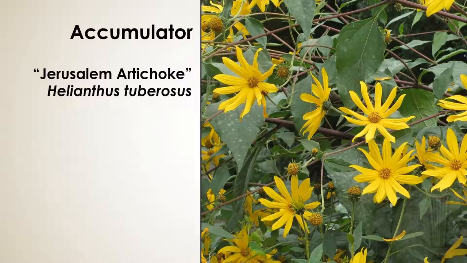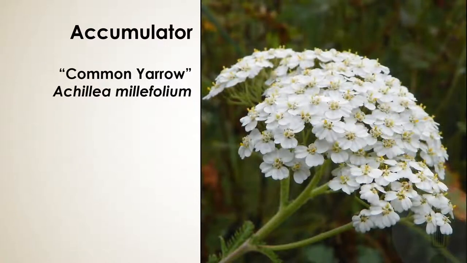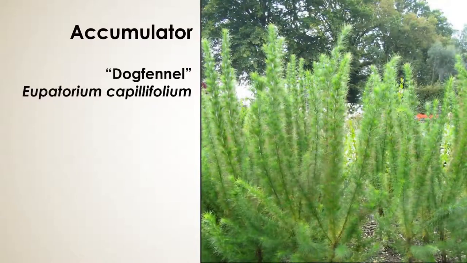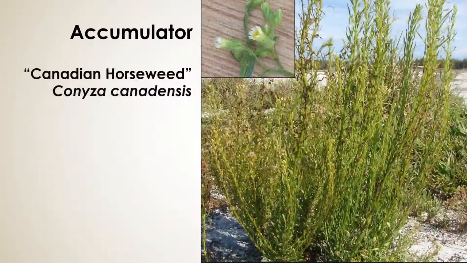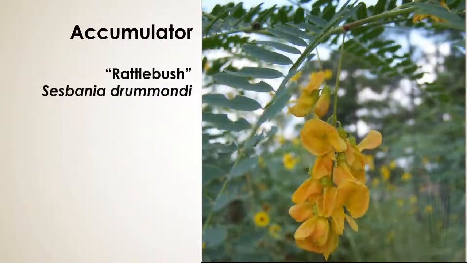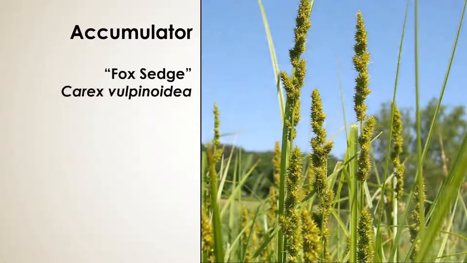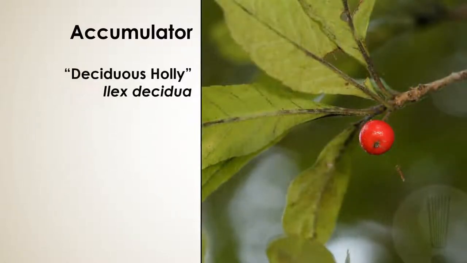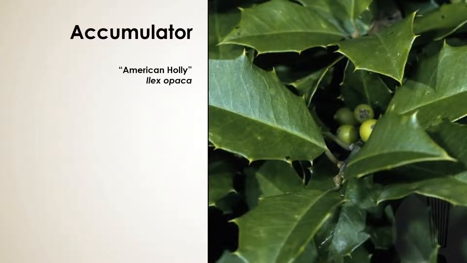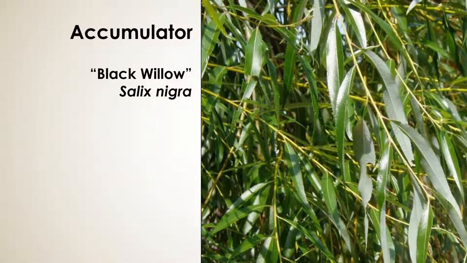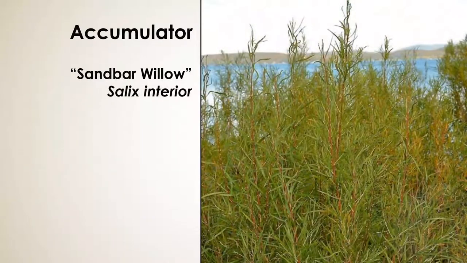Jerusalem artichoke. This is one that people forage the roots in the late fall and winter. Common yarrow. This is a medicinal native plant species. Dog fennel. It's that horseweed again. Rattlebush, Sesbania drummondii. Fox sedge, Carex vulpinoidea. Deciduous holly. American holly. Looks like I need to enlarge that text there. Black willow. Sandbar willow. It's another native species, not quite as common as our black willow.